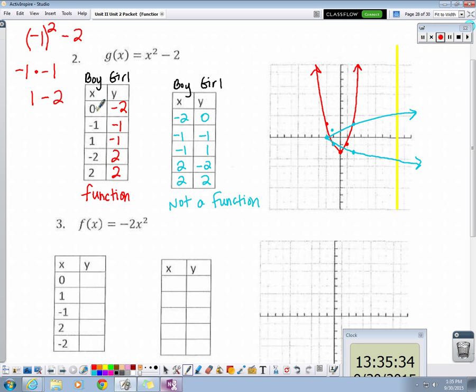Okay, so let's look. This boy, his name is 0. He went out on a date with girl named negative 2. This boy, negative 1, took out girl negative 1. Boy, positive 1, took out girl negative 1. Boy, negative 2, took out girl 2. And boy 2 took out girl 2. Was there any cheating? Right. Only the girls cheated, which is okay in math world. But since no boys cheated, it is a function.